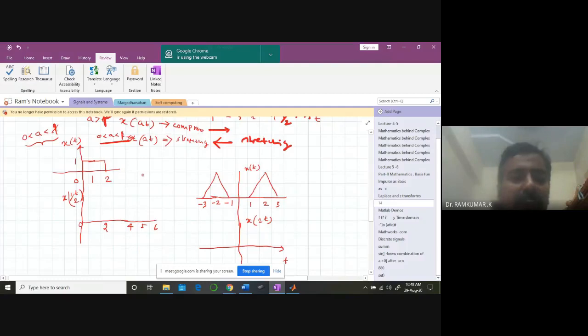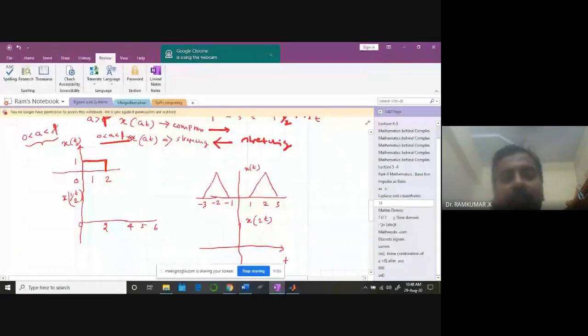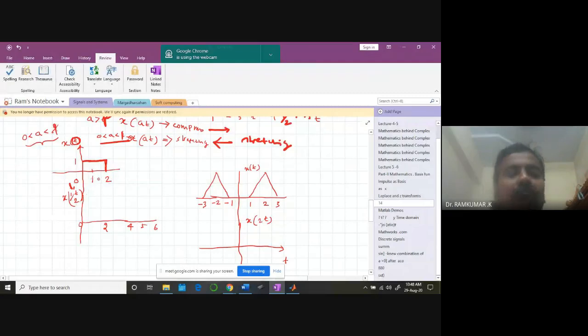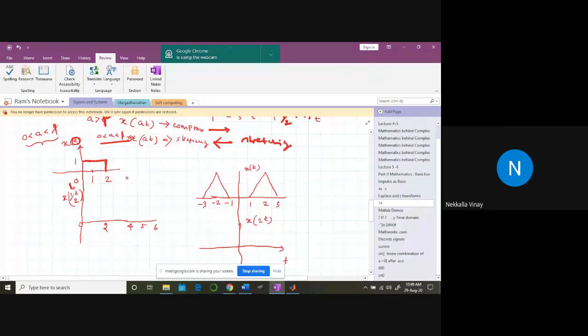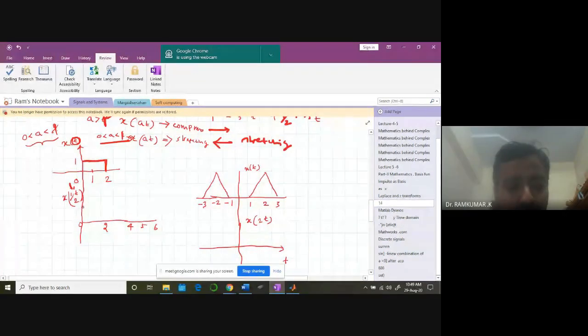How does stretching look for this case? Let us take this signal, x of t. I want to run this, initially the time is t. Now I have reduced the speed by half, so naturally the time is going to go a little slower. So the signal is going to get a little stretched. Whatever has happened at 1 is now going to happen at 2, and whatever has happened at 2 is now going to happen at what? You understand? 4. It's going to happen at 4. So naturally the signal is going to look like this. The signal is going to get stretched.